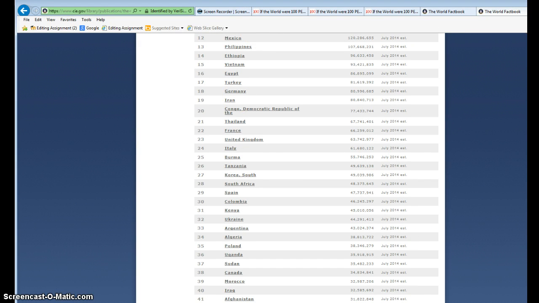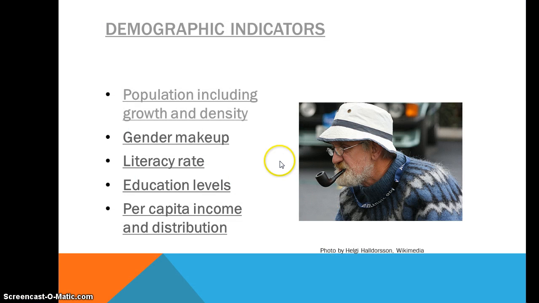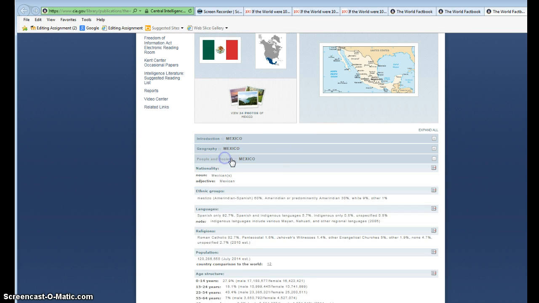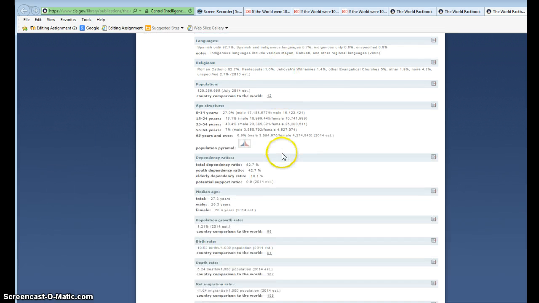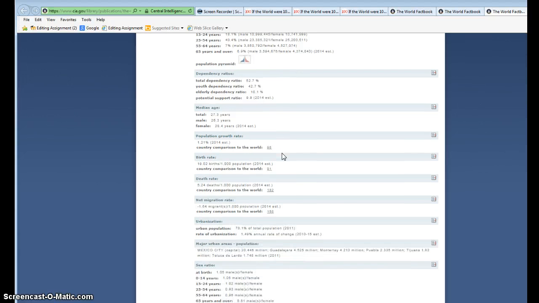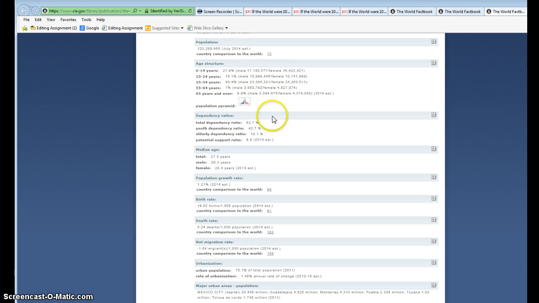So going back to the other factors to consider, what about gender? What's the gender makeup, and where do you think you'd find that? Well, once again, I would say let's go to people, and if we scroll down a little bit, you can see we have some really, really rich information. It gives us the age structure, and based on that, we can see that Mexico has a fairly young population.